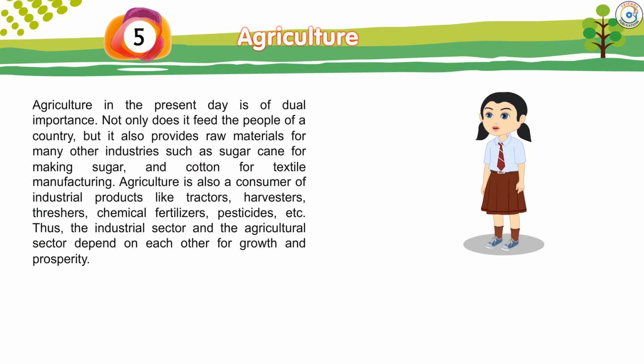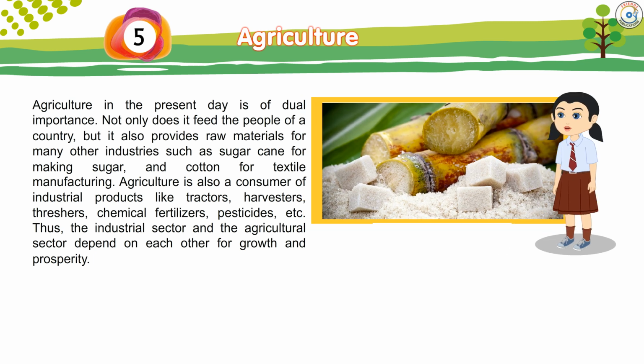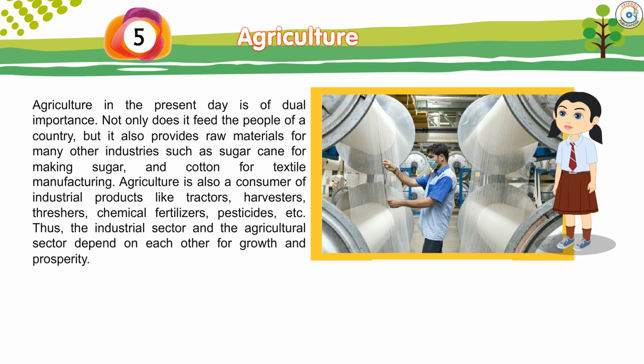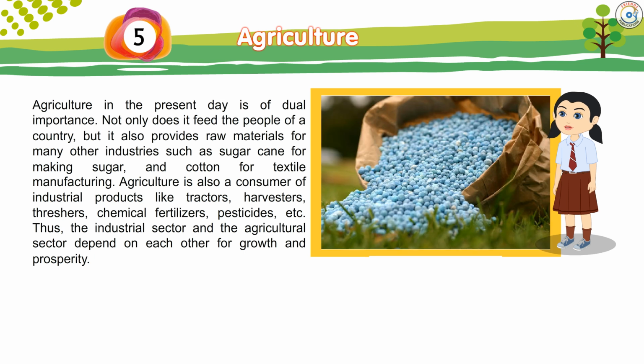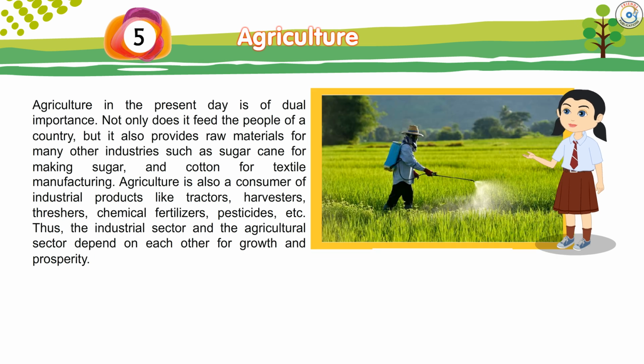Agriculture in the present day is of dual importance. Not only does it feed the people of a country, but it also provides raw materials for many other industries such as sugarcane for making sugar and cotton for textile manufacturing. Agriculture is also a consumer of industrial products like tractors, harvesters, threshers, chemical fertilizers, pesticides, etc. Thus, the industrial sector and the agricultural sector depend on each other for growth and prosperity.